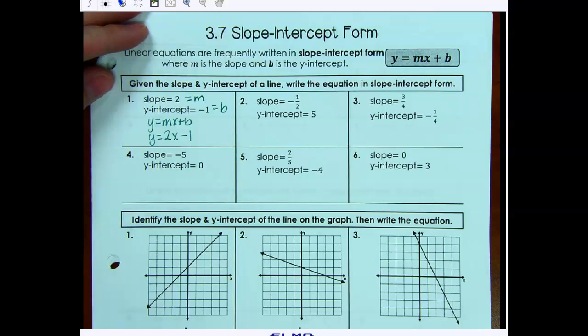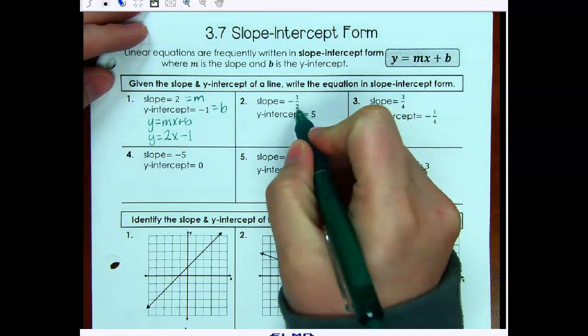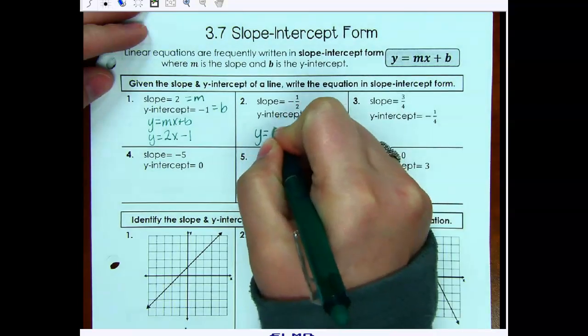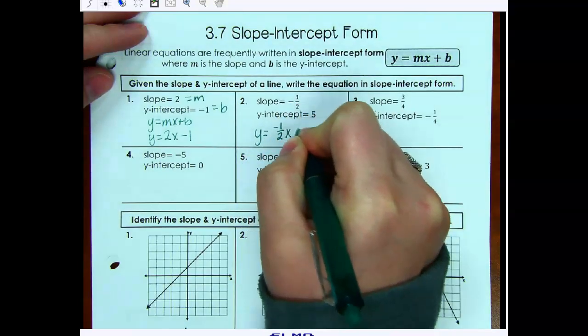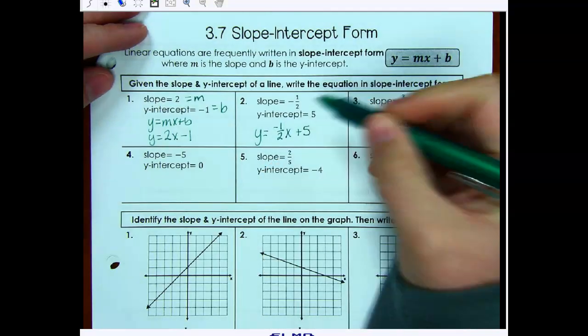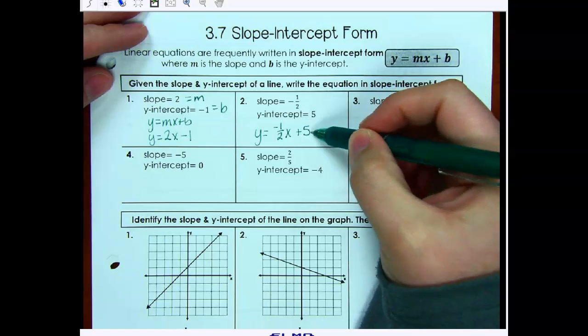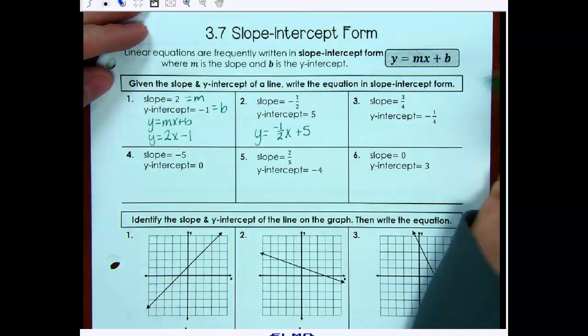Now, they can be whole numbers like that first one, everything was a whole number, or they can be fractions like the second one. So for this one you would just do y equals negative 1/2 x plus 5. So the slope is negative 1/2, it goes in front of the x, and the y-intercept is the b, it's positive, so we're just going to add it on to the end.